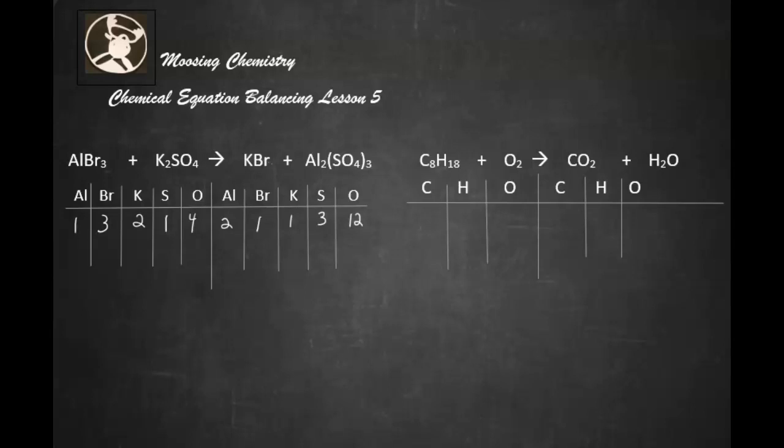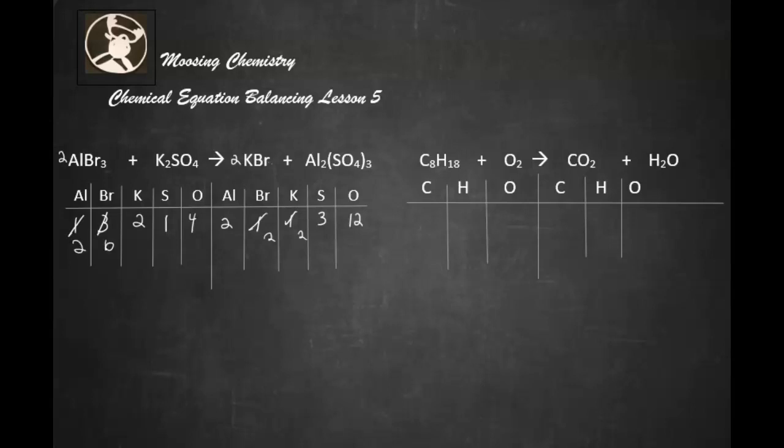So we definitely need to put a 2 right here to start with. That'll take care of my K, and that'll take care of my Br. But, oh my, look at this. I've got 3 Br on this side. But let's go ahead and look at this. Al2, so I'm going to put a 2 here. That'll give me 6 Br.